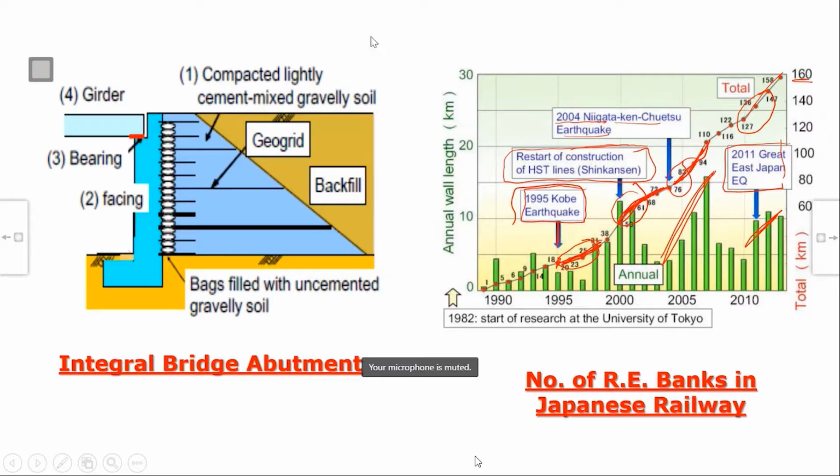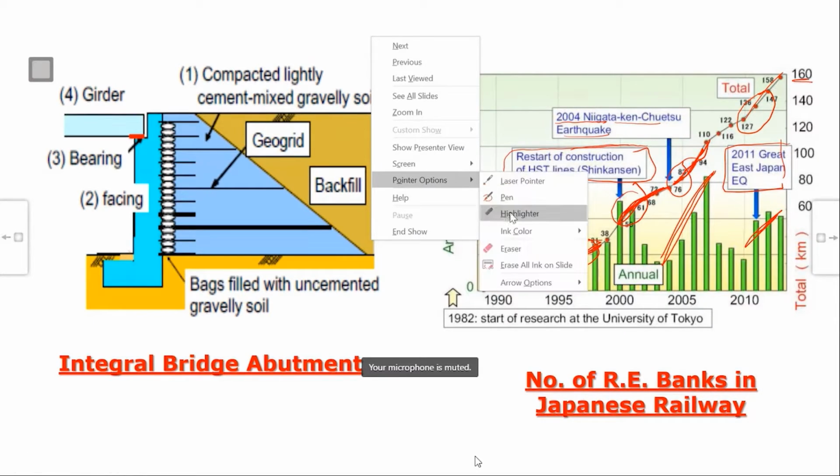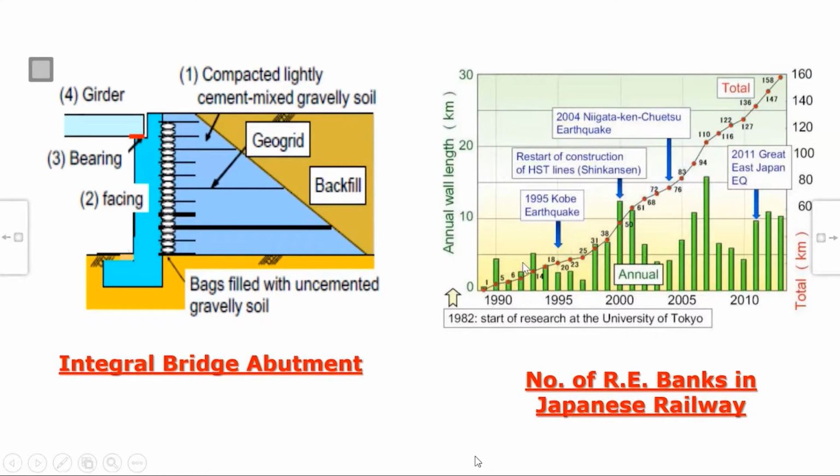So this chart, what does it show? Number one, it shows that even in Shinkansen lines in Japan, RE embankment for railway is very common, and in every earthquake or such major event, they found the utility of this better than conventional structures, and there was an accelerated construction of this type of RE embankments. But of course with due care.